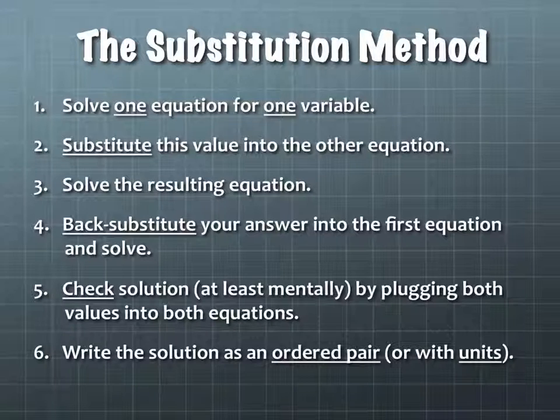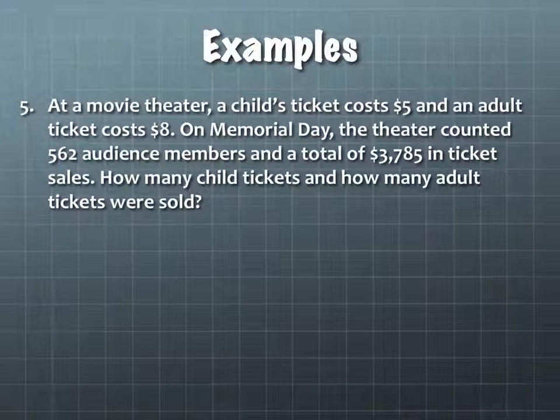All right, so we're going to do an example. We are going to do an example with context where we actually have to start at the beginning and create the equations that they're talking about. Okay? So here is our context. We have a movie theater. The child ticket for the theater costs $5 and the adult ticket costs $8. On Memorial Day, the theater counted 562 audience members and $3,785 in ticket sales.